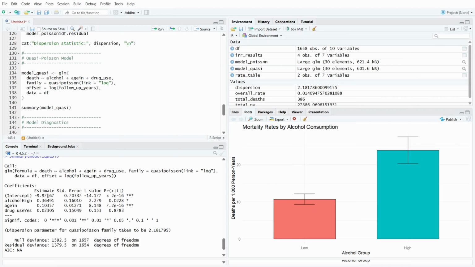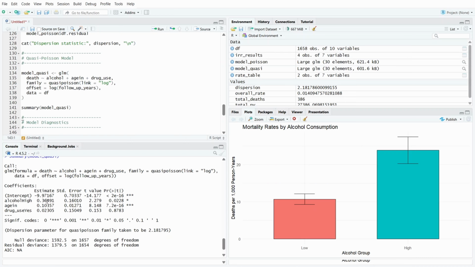Starting with the intercept, the estimate is unchanged at about minus 9.97, but notice that the standard error is now larger, around 0.70 instead of 0.48. That's the over-dispersion correction in action. It's still highly significant, but again, the intercept itself isn't of primary substantive interest.